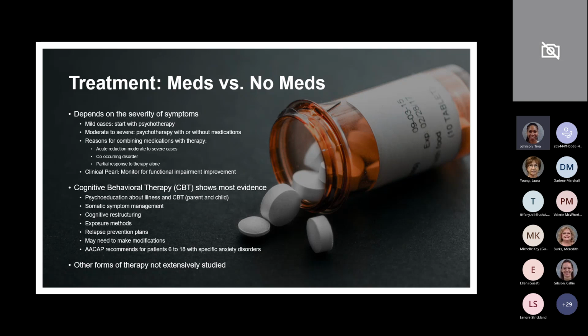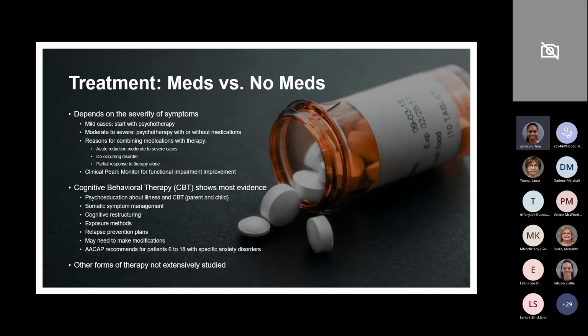Now, the American Academy of Child and Adolescent Psychiatry recommends combination therapy, CBT and an SSRI, that could be offered preferentially over SSRI or CBT alone in patients ages 6 to 18 with social anxiety, generalized anxiety, separation anxiety, specific phobia, or panic disorder. And our clinical pearl here is that we need to monitor for improvement in functional impairment and not just anxiety symptom reduction with treatment.